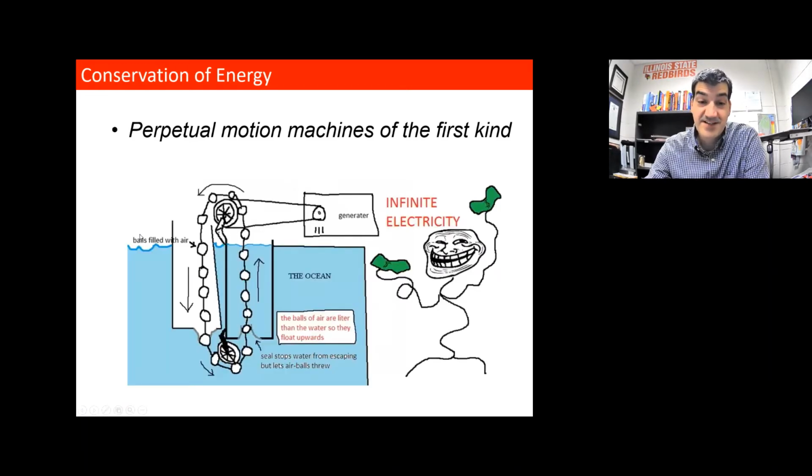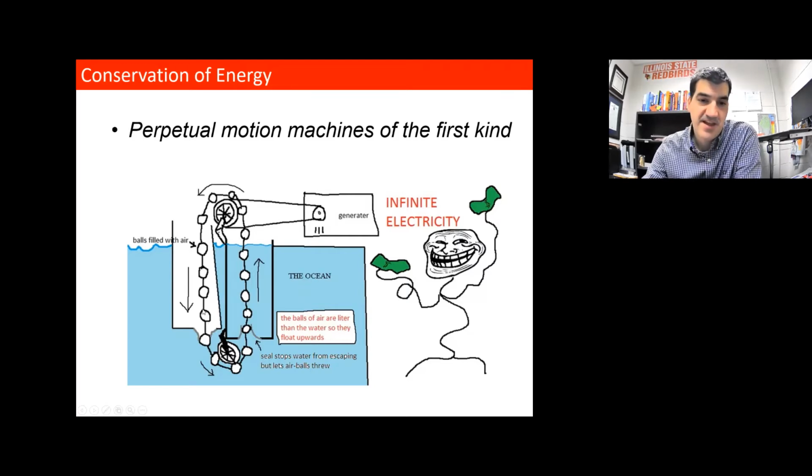This next one is kind of cool. This is called the float chain. And the idea behind this is that you've got these plastic balls that are filled with air, like the balls in a ball pit at Chuck E. Cheese's or something like that. They're all connected together in a chain, and they're coming down on this chain below the surface of some body of water.